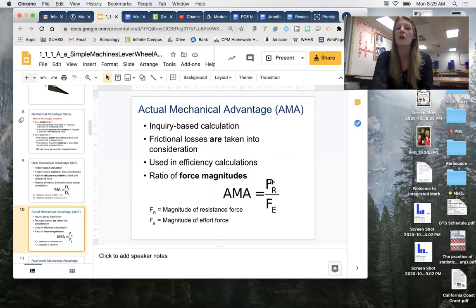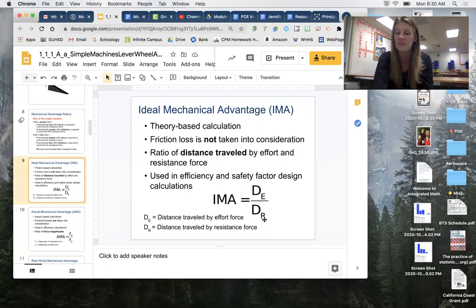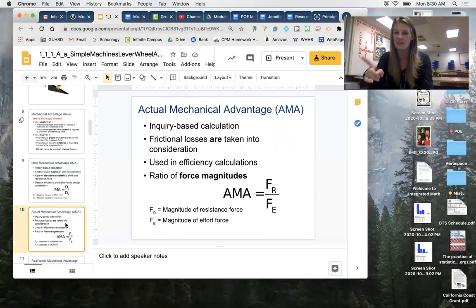So in this one, we're talking about the forces. And you'll notice that it's FR, the resistance force, over the effort force. That is opposite. It's the resistance over effort. This one is effort over resistance. So they're opposite of each other, and that's where the confusion can happen.